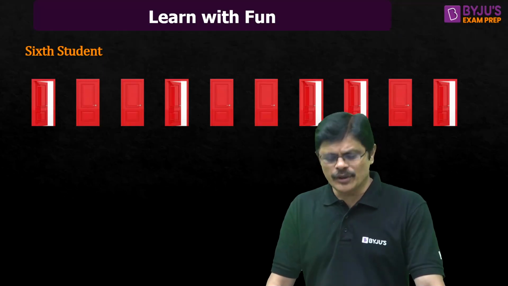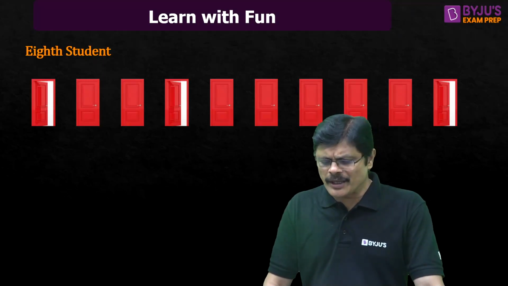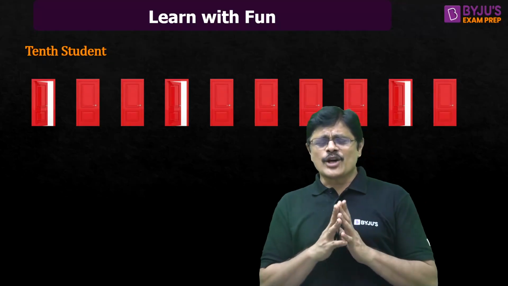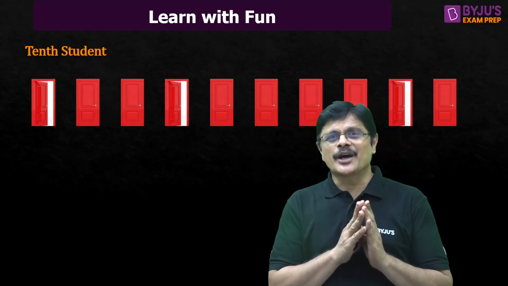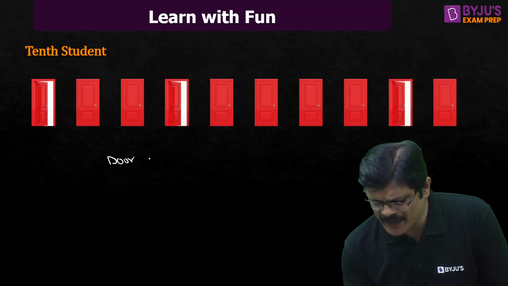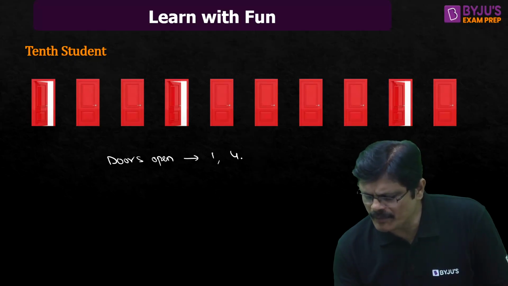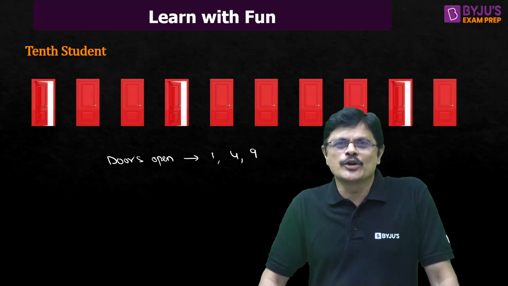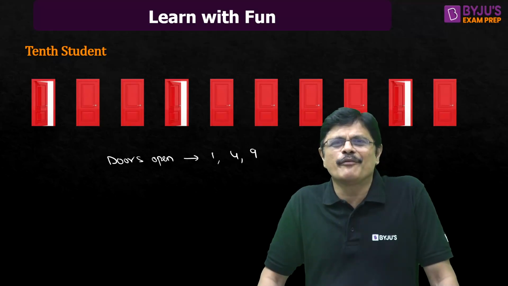The seventh student toggles door number 7. The eighth student toggles door number 8. The ninth student toggles door number 9 and the 10th student toggles door number 10. So once all the students complete, what are the doors which are open? Clearly, the doors which are open are door number 1, door number 4 and door number 9. How many? 3 doors are open. And what are those doors? 1, 4 and 9. That is, doors numbered 1, 4 and 9.